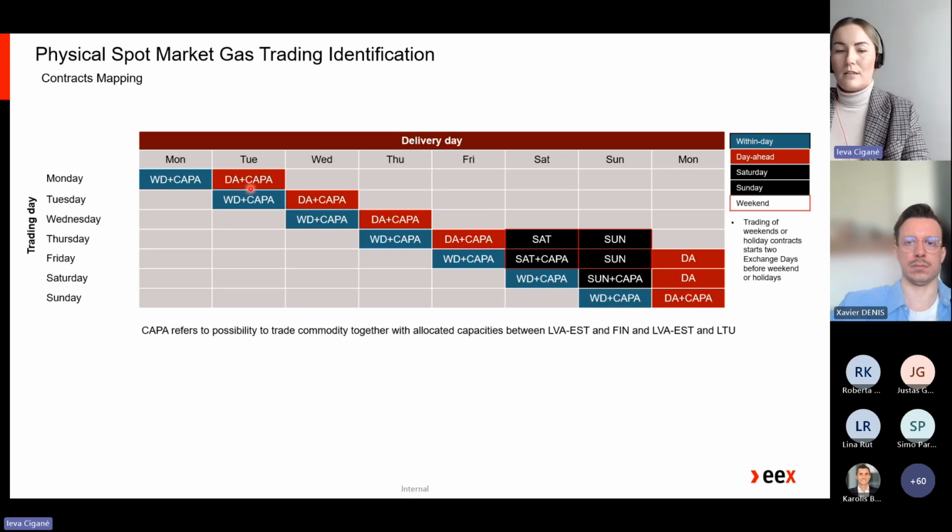And what concerns day spot contracts, capacities always refer to next calendar day. So the mapping depends on which commodity product is traded for the next calendar day. So from Monday, if we have a standard week, from Monday to Thursday, capacities will be allocated with the day-ahead commodity product. On Friday with Saturday, on Saturday with Sunday, and on Sunday, again with the day ahead, which refers to Monday delivery.